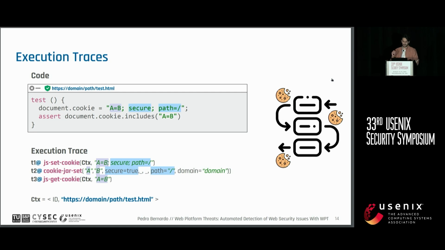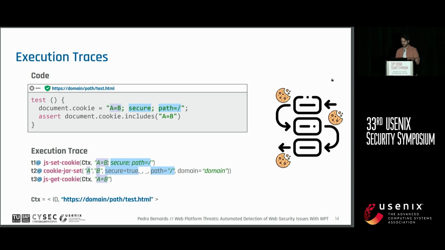The first one, a JS set cookie event, which corresponds to the first assignment to document.cookie, and we can see that it's parameterized by the actual string that was assigned before to document.cookie. Then we obtain a cookie jar set event, which tells us that the cookie was actually set in the cookie jar. Otherwise, this event would not be in the trace. And here we can also gather information about how the browser parsed the assignment to document.cookie. So we get the value of every cookie attribute. In this case, secure is true. We get the domain, the path, the name, and so on.